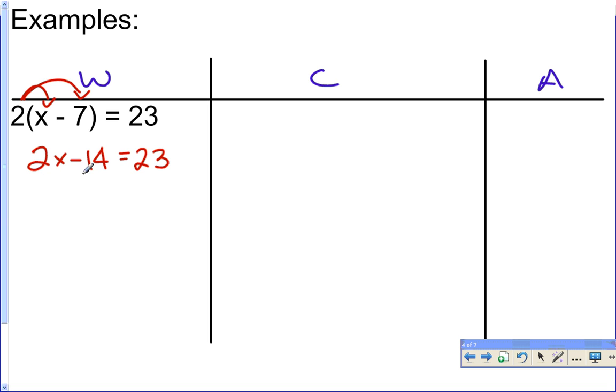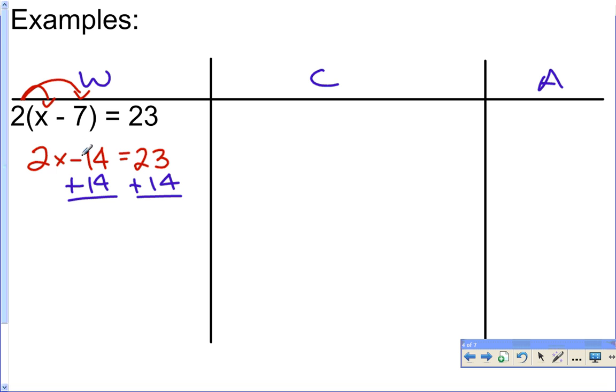If you can read this, you can do it, because the problem tells you what to do. This says 2 times x minus 14. We're going to do the opposite of that. So if you can read it, you can do it. When we learned 2-step equations, I taught you to always do the addition or subtraction part first. So we're going to do the minus 14 first. The opposite of minus 14 is plus 14. So I add 14 to both sides of the equation.